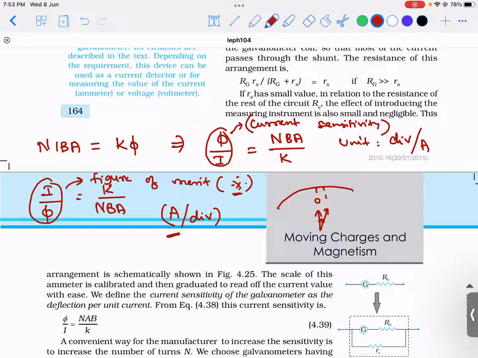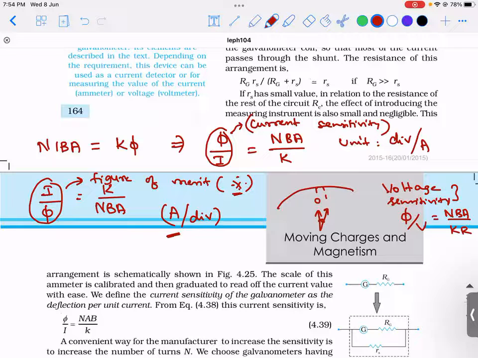So two terms we have seen. One is current sensitivity and the second is the reciprocal of current sensitivity, which we call figure of merit. The next concept that we need to understand is voltage sensitivity. So what is voltage sensitivity? It is defined as phi divided by V. So this is equal to NBA divided by K into R, where R is the resistance of the coil of the galvanometer. So why did I write R there?